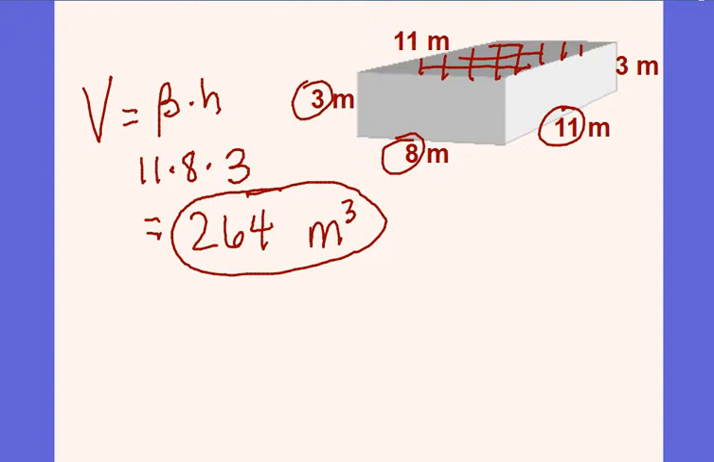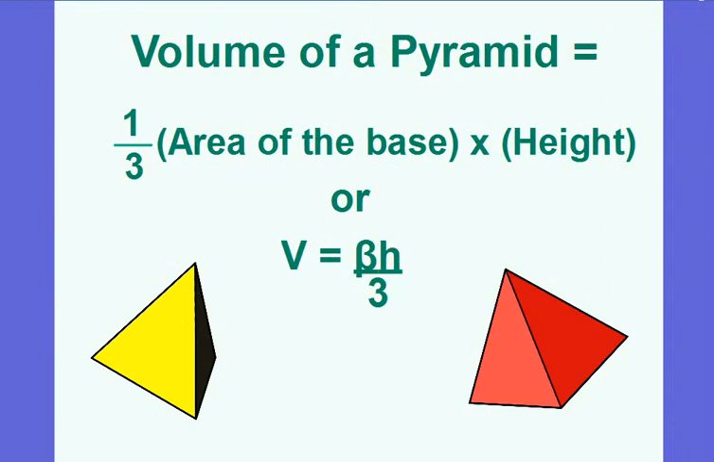Volume of a rectangular prism. We're going to move on to pyramids. In a pyramid, I basically have a prism that's had two-thirds of it shaved off. So my volume for a pyramid is just like it is for a prism, area of the base times the height. But a pyramid's only going to take up a third of the space that a prism would.